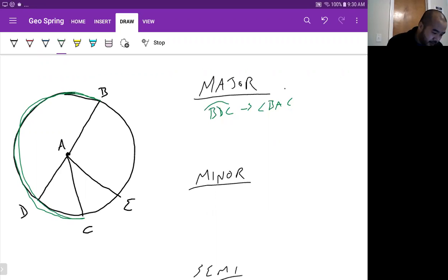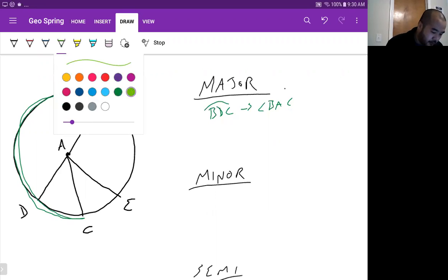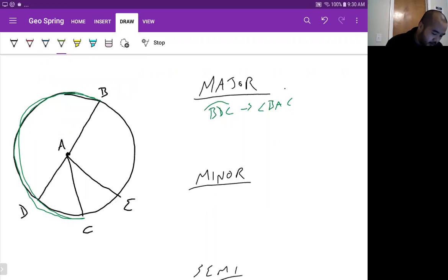I'm going to change to a slightly different color of green. So if you went from here to here, you can go around this way also. That's another major arc, so that one would be ECB. If you called that BCE, it's the same thing. This works just fine. And so this is angle EAB. So major arcs are the bigger ones.